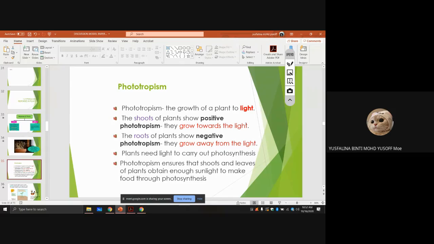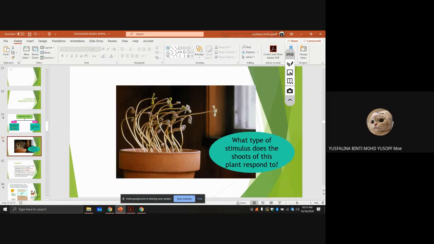towards the source of the light. And the roots of plants show negative phototropism. They grow away from the light. Plants need light to carry out photosynthesis, so phototropism ensures that the shoots and leaves of plants obtain enough sunlight to make food through photosynthesis, like this one. It moves towards the light. This one is the shoot, and we call it positive phototropism.